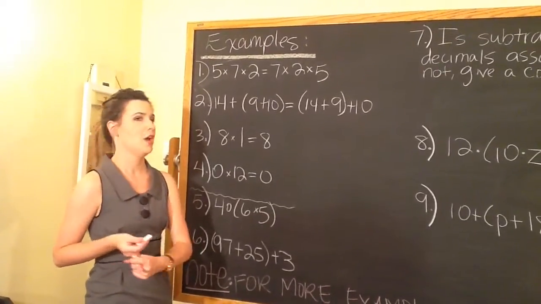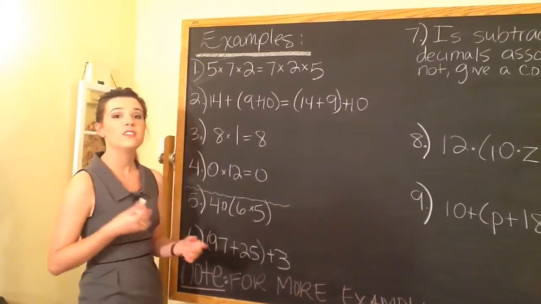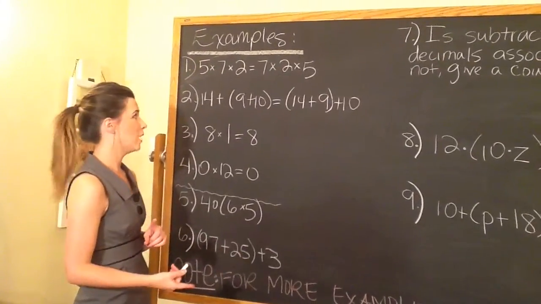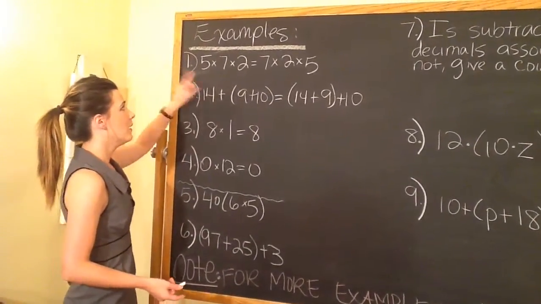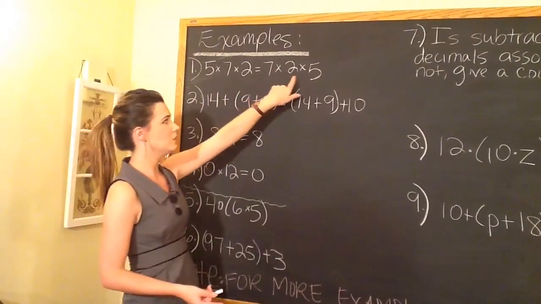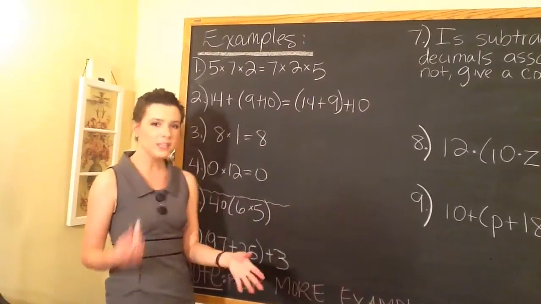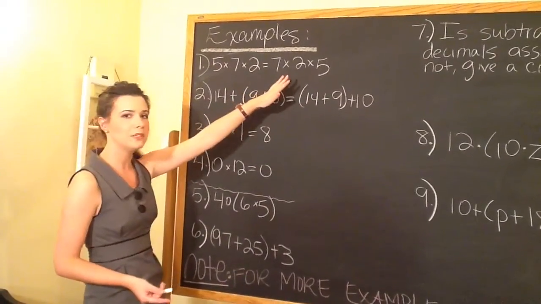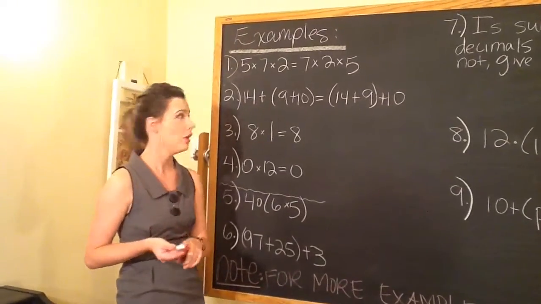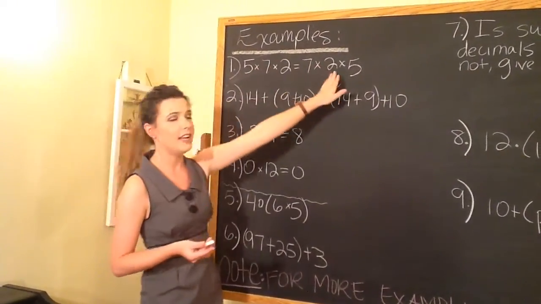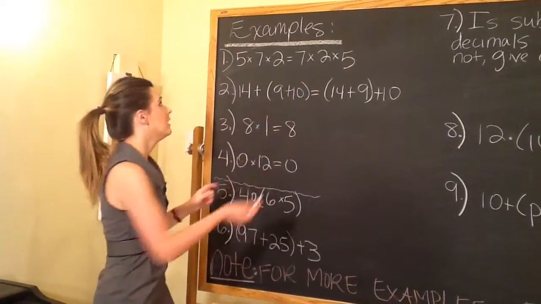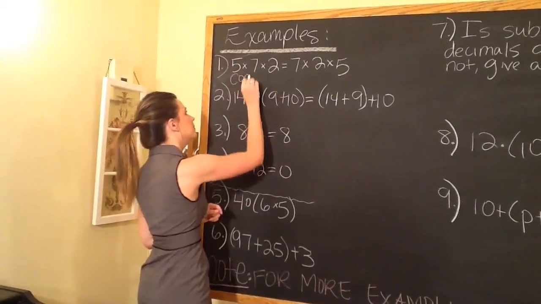So here we go. We're going to see if we can figure out which property is used at which problem. So let's look at number 1. We have 5 times 7 times 2, and then 7 times 2 times 5. So I realized by looking at these two problems that we have the same three numbers. We have 5, 7, and 2. But then I realized that on this side, they're in different orders. So I know that this property is the commutative property.